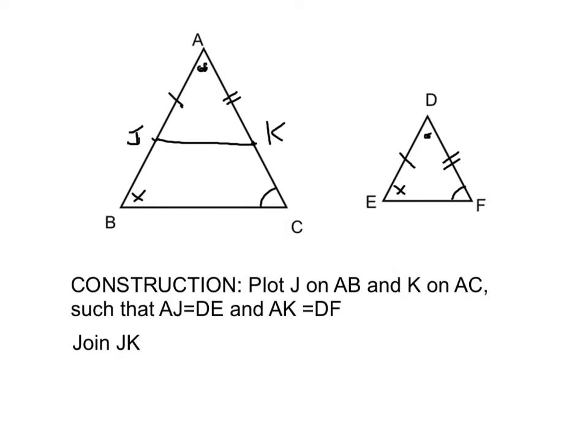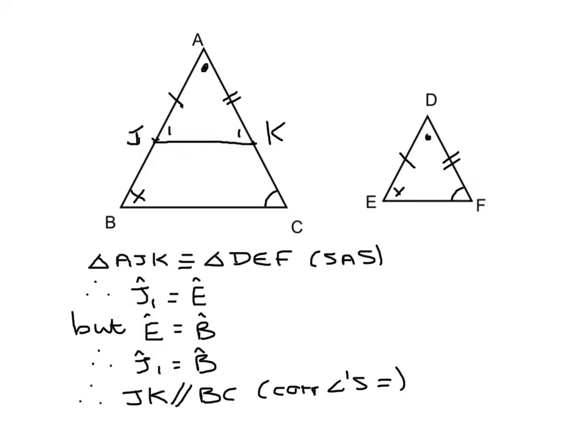Okay, so we start with the construction, and what we need to do is to plot the point J on the line AB so that AJ is equal to DE. Similarly, we plot K on AC so that AK is equal to DF. We then join JK. It should now be pretty obvious that the triangle we constructed, AJK, and the original smaller triangle, DEF, have to be congruent because we've constructed AJ equal to DE, we've constructed AK equal to DF, and angle A is equal to angle D that was given.